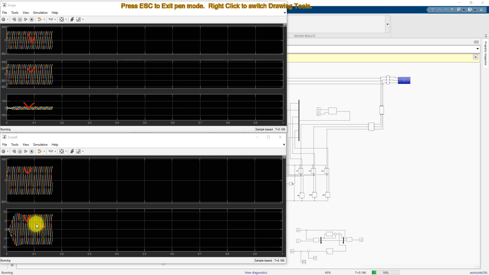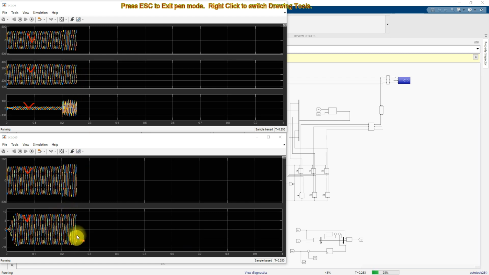At the time of 0.2 seconds, harmonics will be injected in the source voltage or grid voltage. So you will see the response of the system. Here you can see that the harmonic is injected, and the load voltage is maintained constant, and it also has sinusoidal nature only. You can also see that the current also has sinusoidal nature.